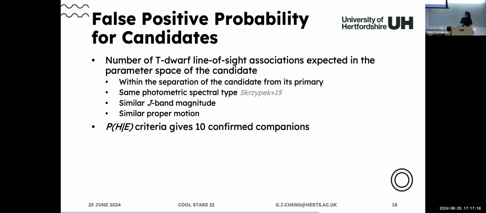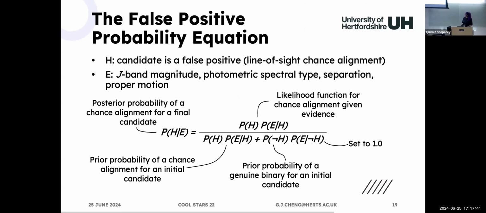We measured false positive probabilities for each candidate. It's basically just the number of T-dwarf line of sight associations that we would expect to find within the parameter space of the candidate. And using this, we got 10 good confirmed companions where we are certain that they are true companions. This is the equation that we use to calculate the false positive probability. It's basically just Bayesian inference, where H is the hypothesis that the candidate is a false positive and E is the parameter space of the candidate.